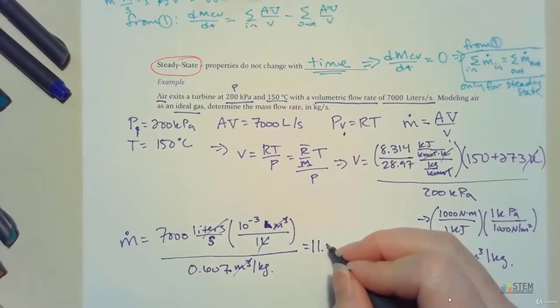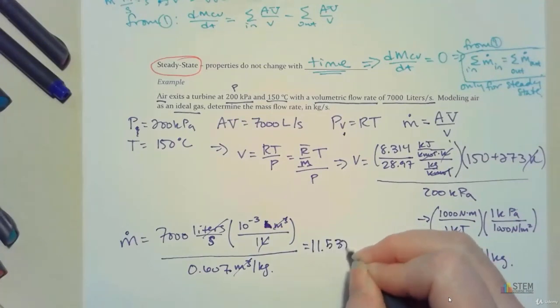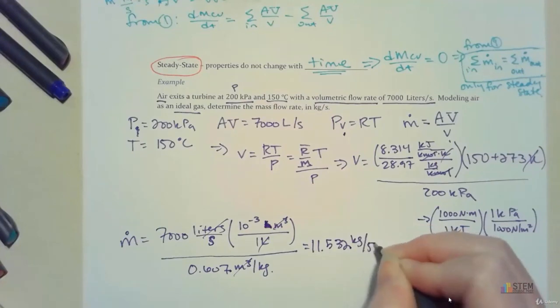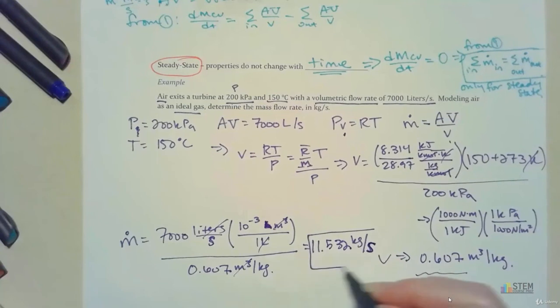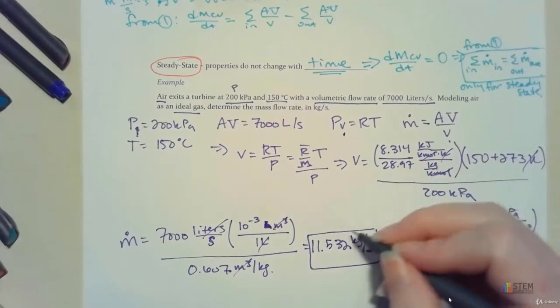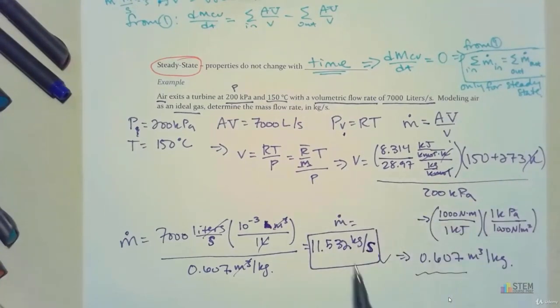So now if you do the numbers, you get 11.532 kilograms per second. That's an S, not a 5. And that is m dot. So this is your mass flow rate. You've got 11.532 kilograms of air exiting your turbine per second. That's what this number tells you.